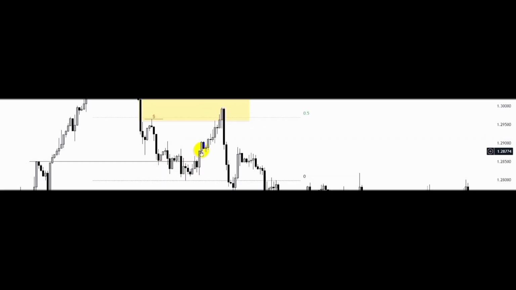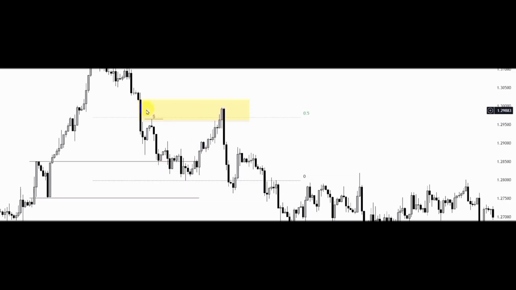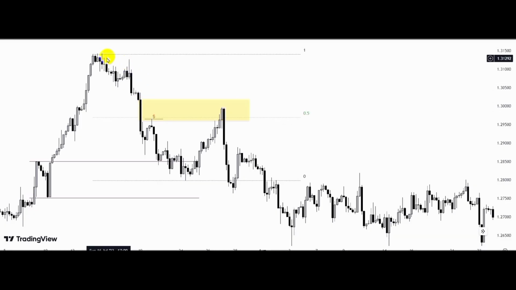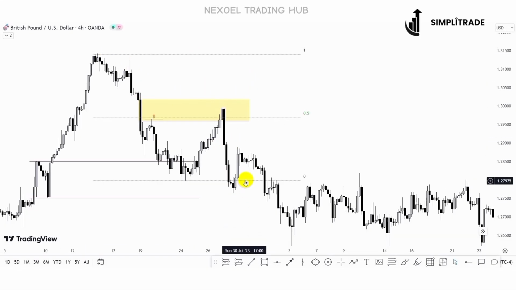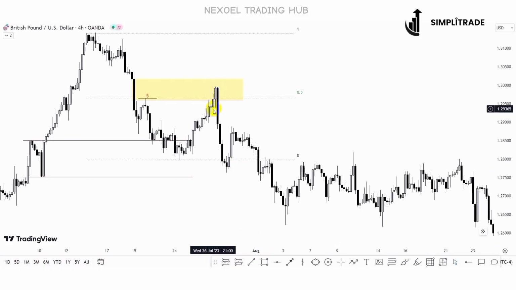So we can see the price return into the inefficiency. Price took out all the buy side's liquidity, returned into the inefficiency that is within the premium price zone. And now we can see we have the rejection to the downside. So the next thing you're going to identify is that price gave us this bearish impulsive move to the downside and then took out this low point.